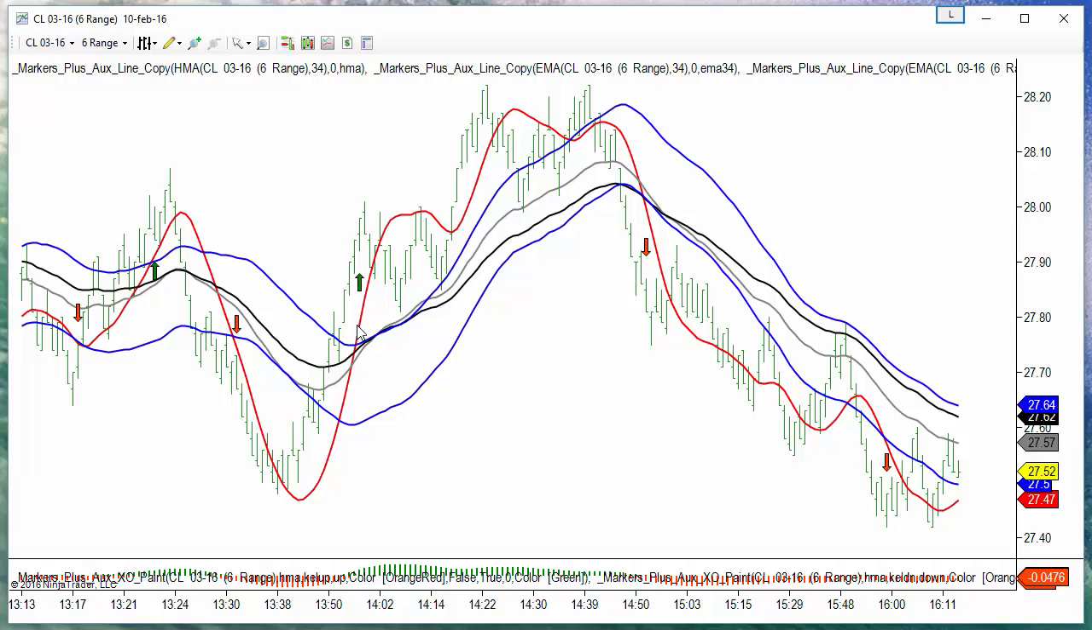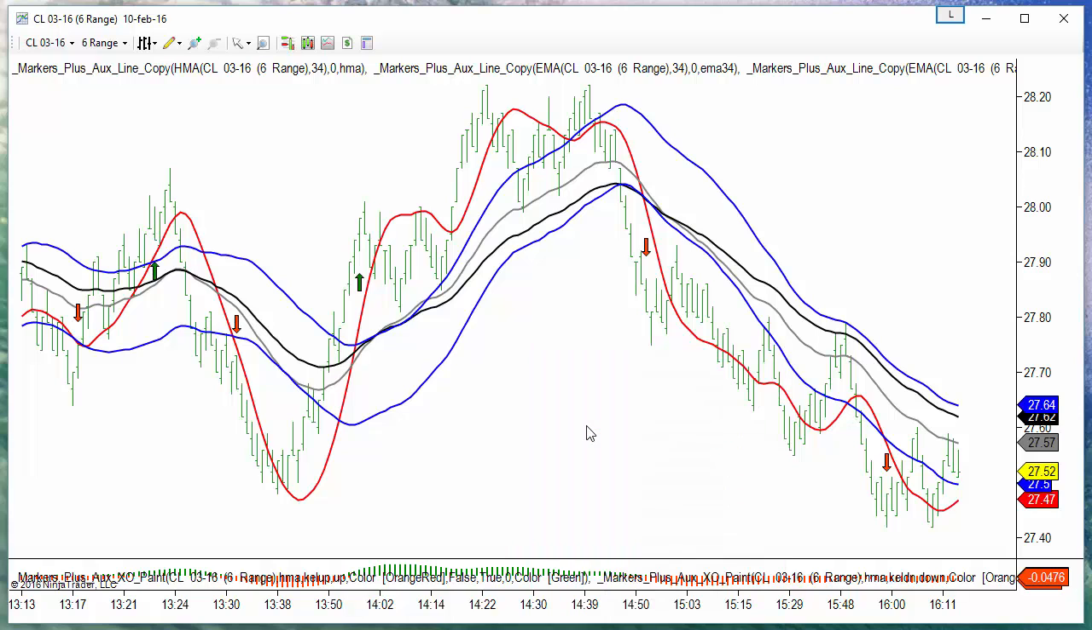My filter is for a long, I want the red HMA over the envelope, and I also want the gray EMA over the black EMA with at least 2 ticks of separation. This is for a long. And for a short, I want the red HMA below the envelope, the gray EMA below the black EMA, with a separation of 2 ticks or more.